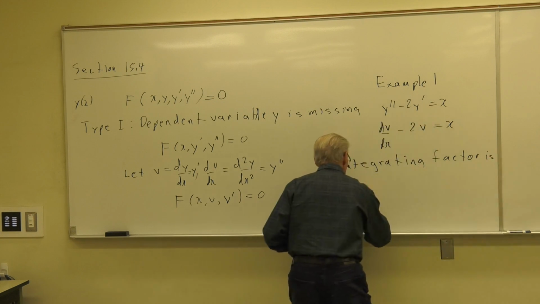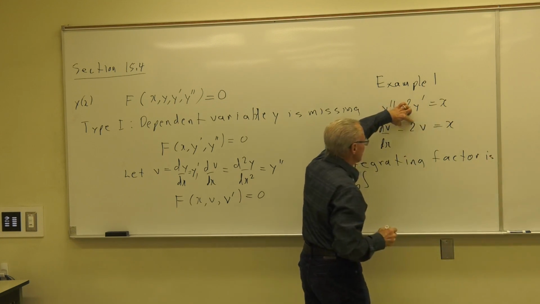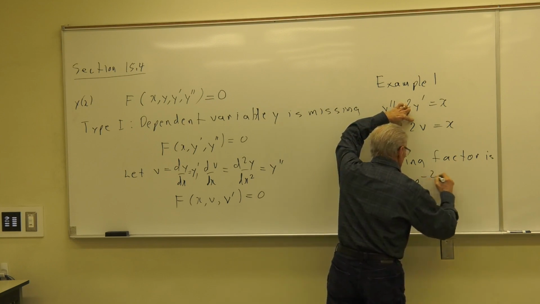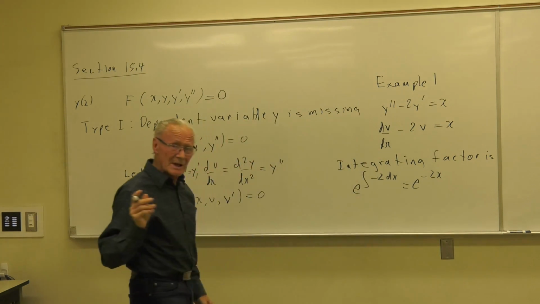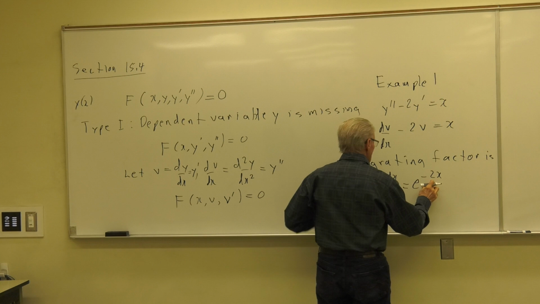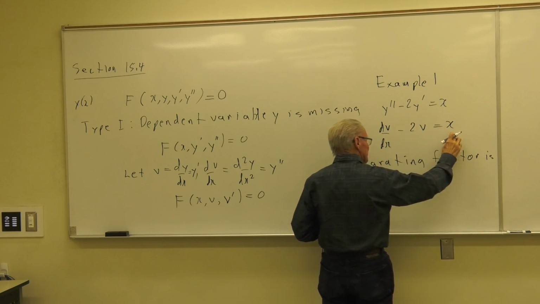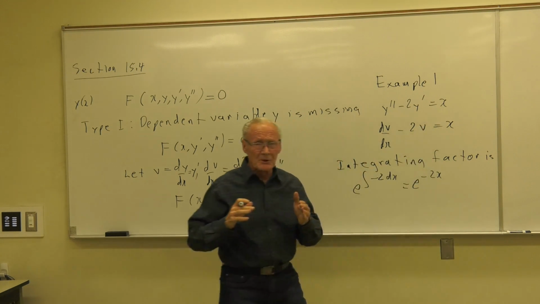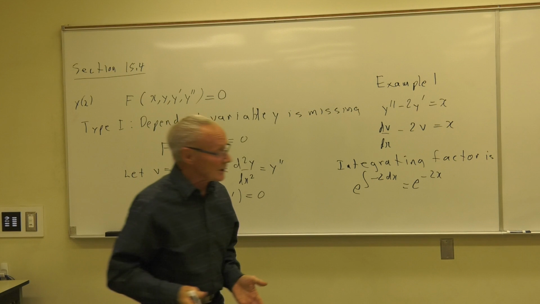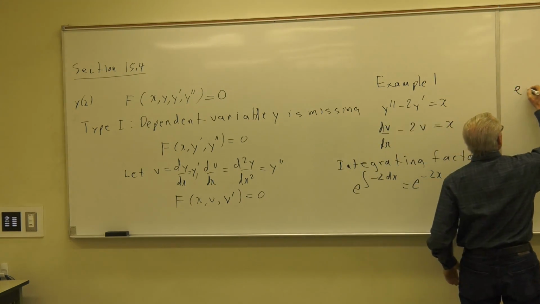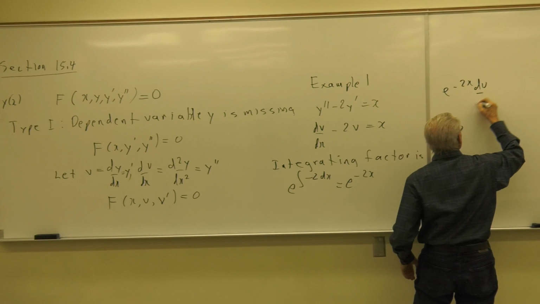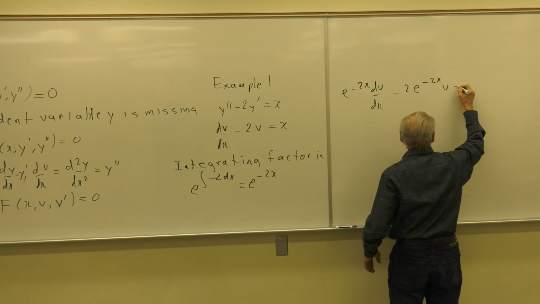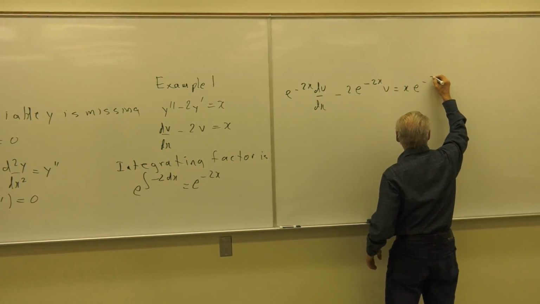is e to the integral of whatever sits in front of the v, minus 2 dx, which is e to the minus 2x. What did that mean? It means if we multiply all terms in this differential equation by this integrating factor, then the left-hand side is going to be the derivative of a product, and then we can proceed. So let's do that. Write e to the minus 2x dv/dx minus 2 e to the minus 2x v is equal to x e to the minus 2x.